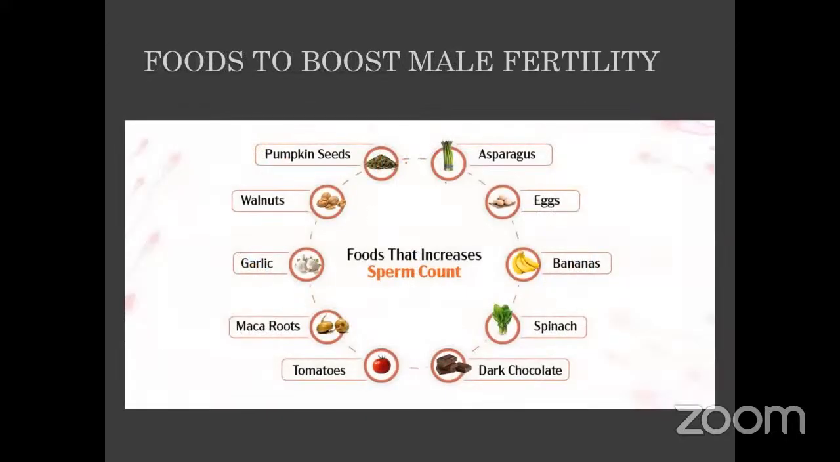Next. What are the foods that are good in boosting male fertility? All seeds, antioxidants, pumpkin seeds, walnuts. Garlic is a very good antioxidant again, which helps to increase the sperm count. Maca roots, now this is not a native Indian product, but it is widely available in the market. Tomatoes, dark chocolate, spinach, bananas, eggs, asparagus. These are all excellent foods to include in your diet.